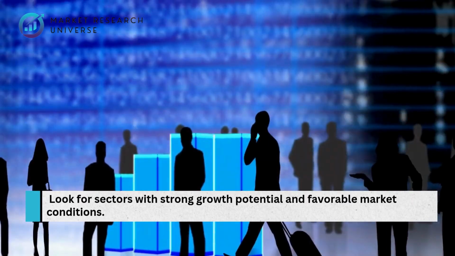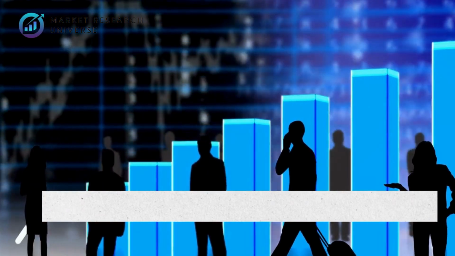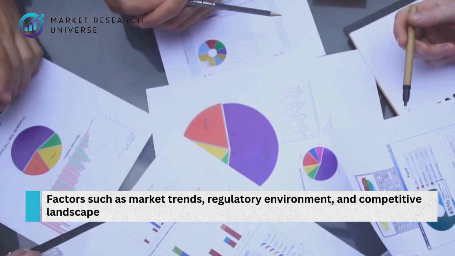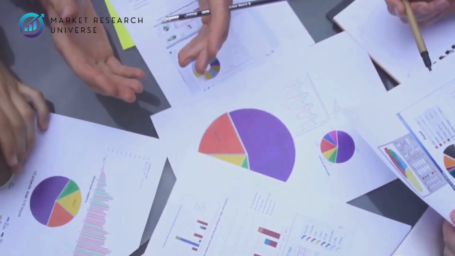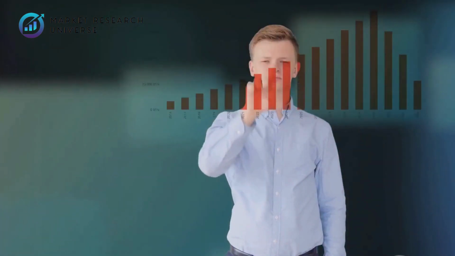Analyze the industry and sector in which a company operates. Look for sectors with strong growth potential and favorable market conditions. Consider factors such as market trends, regulatory environment, and competitive landscape. This will help you identify industries that are likely to outperform the market.